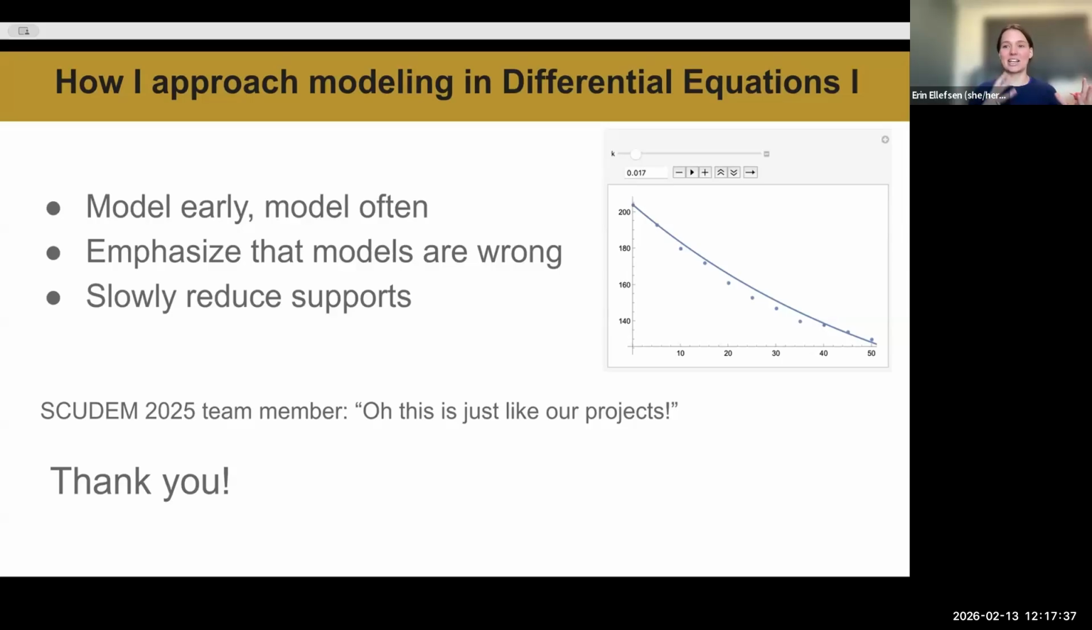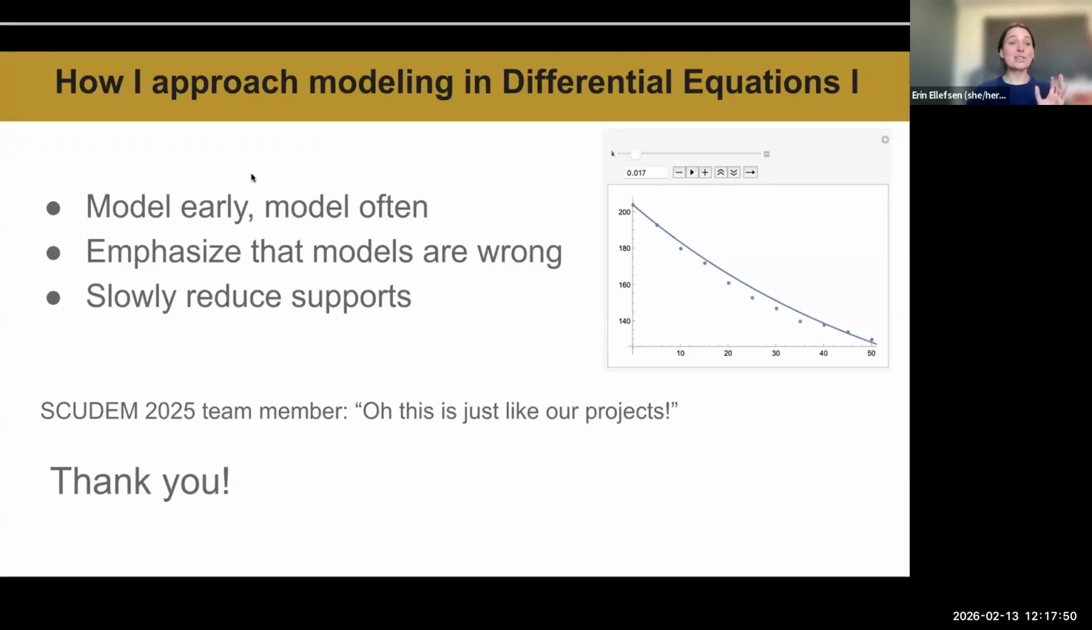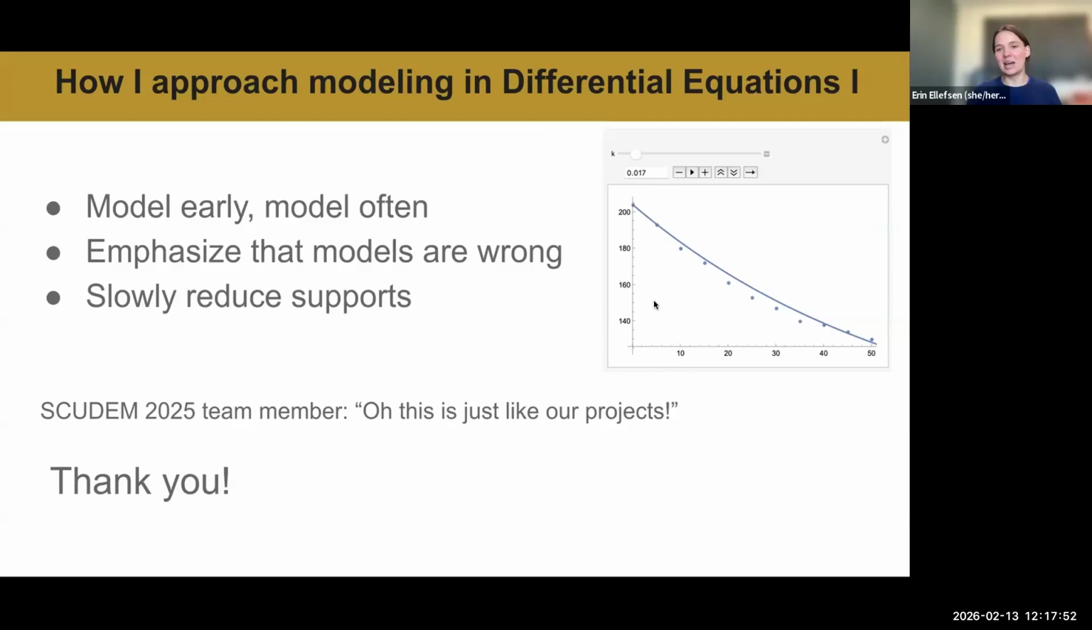So the first project, I bring them through step by step what they're supposed to do. The second project, they have to make more decisions. And the last project, they get to be really creative about what they're doing. So as far as model early, model often, this image on the right-hand side is an activity I do in class that I got from a workshop.